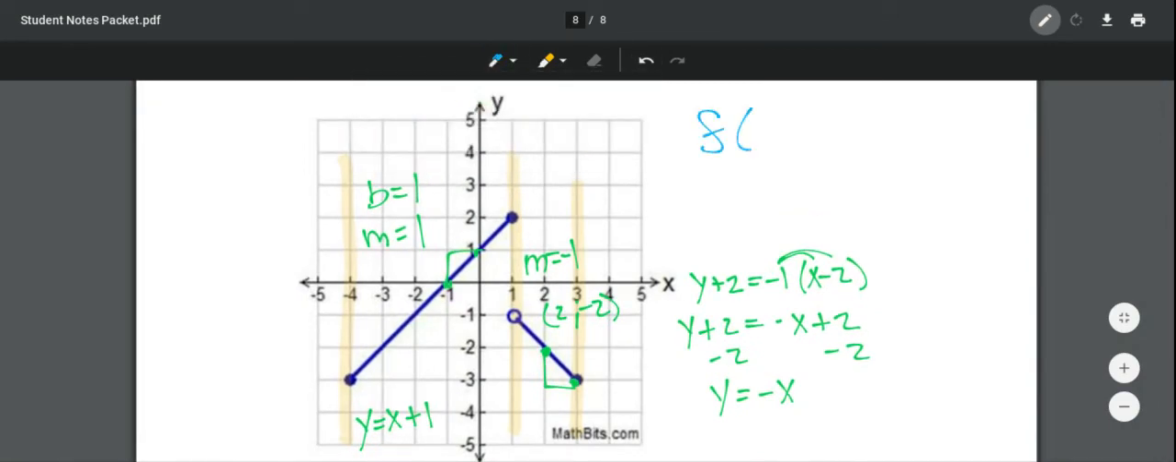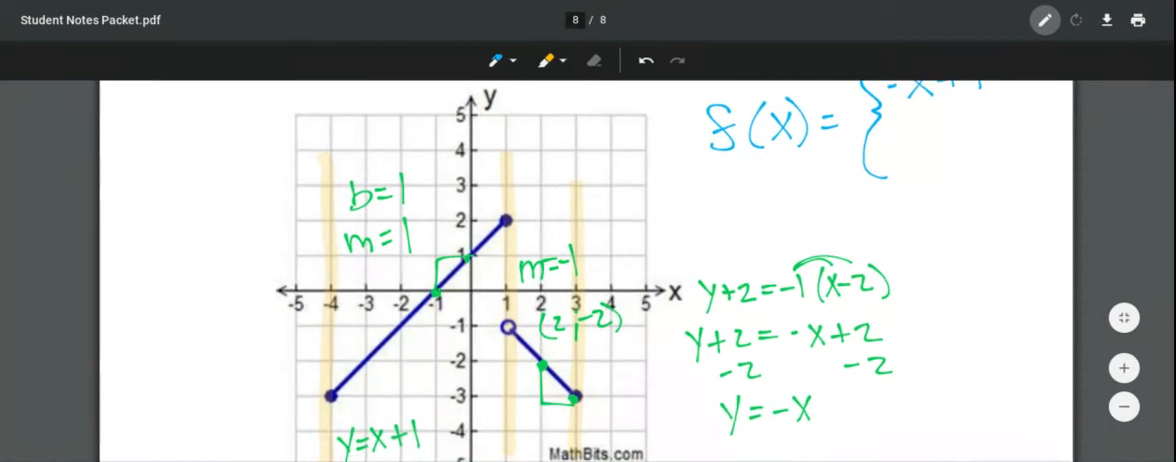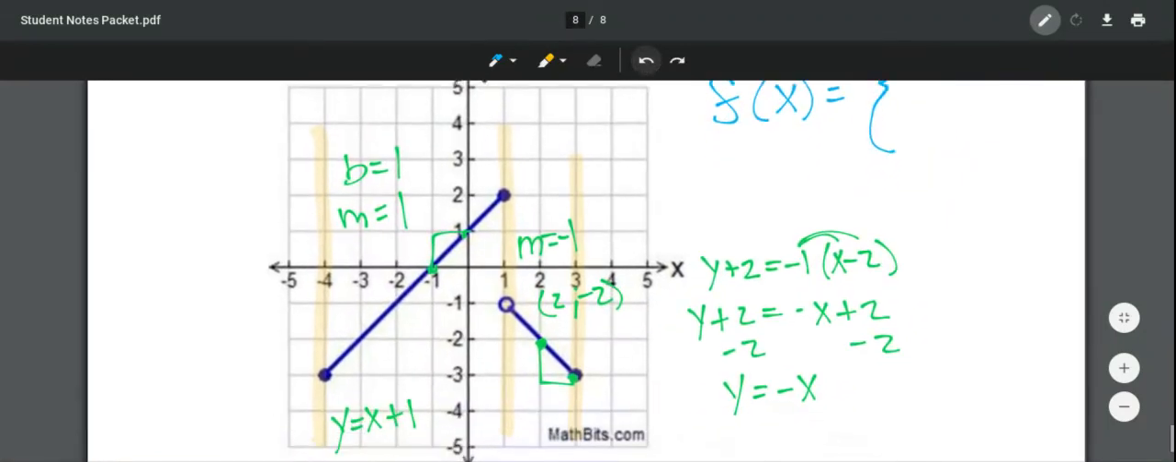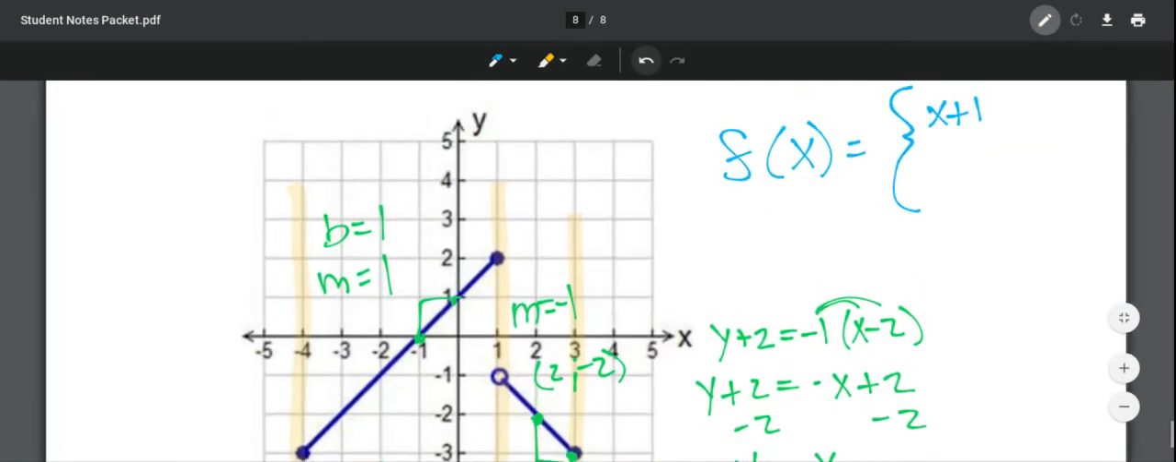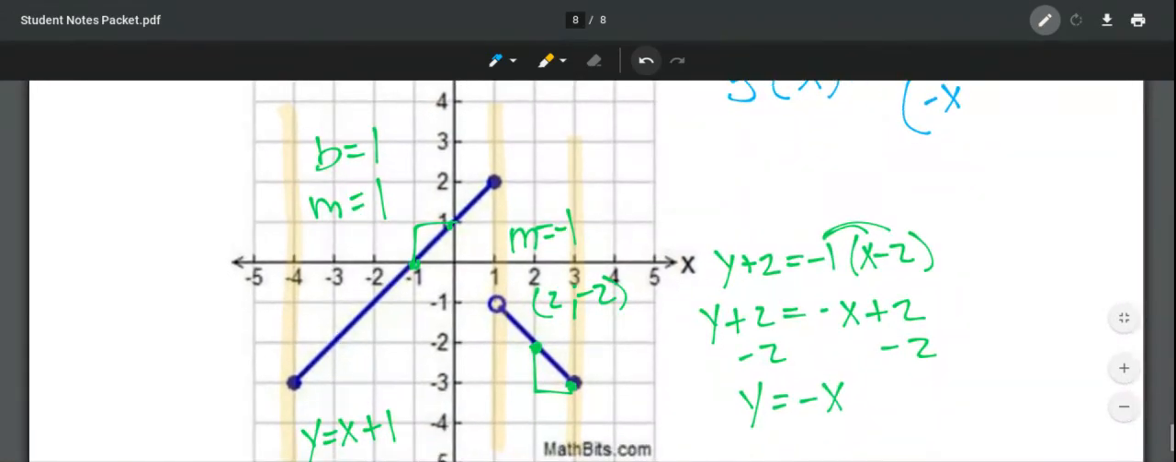So f of x equals, and the first equation is x plus 1. Whoops, not -x, I was looking at the equal sign. X plus 1. And then the next one is -x. Okay, so now I have my 2 equations.